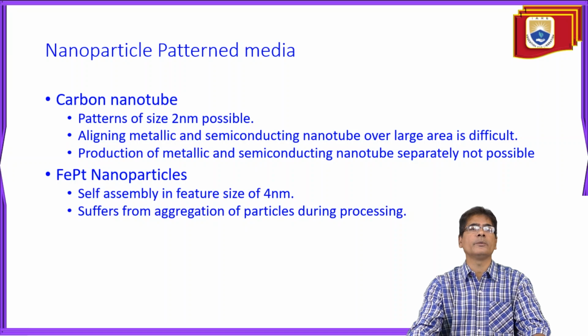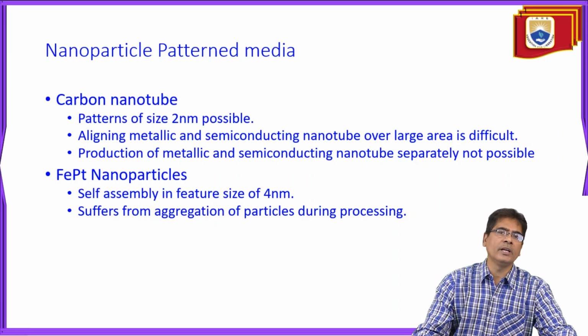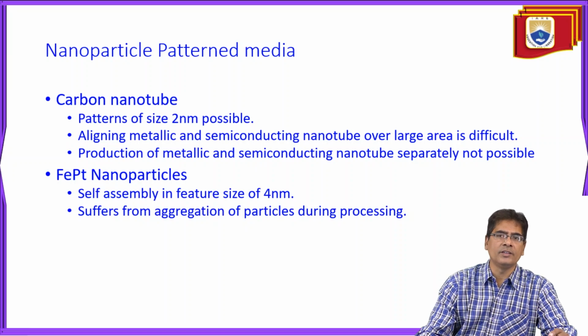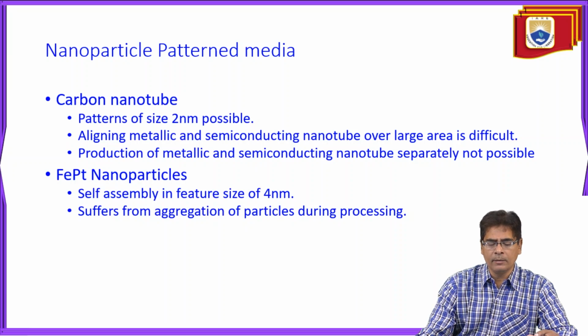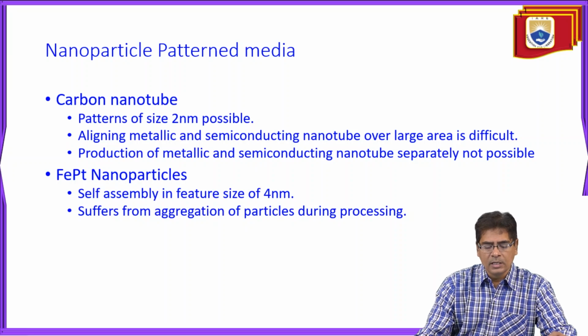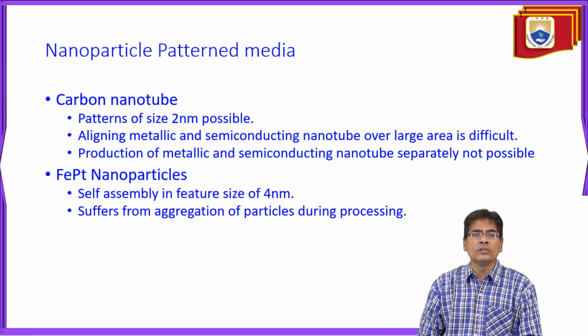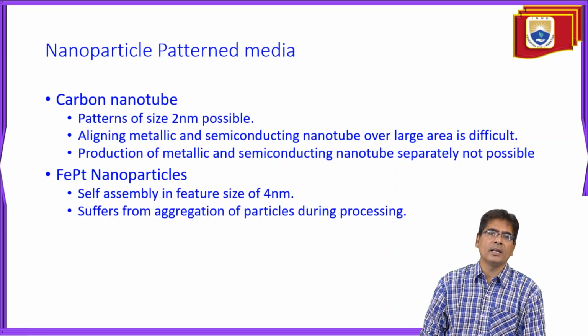In carbon nanotubes, patterns of size 2 nanometers are possible. Aligning metallic and semiconducting nanotubes over a large area is difficult. Production of metallic and semiconducting nanotubes separately is not possible. When we speak about iron platinum nanoparticles, the self-assembly in feature size of around 4 nanometers suffers from aggregation of particles during processing. So this is what we can understand using nanoparticle pattern media.